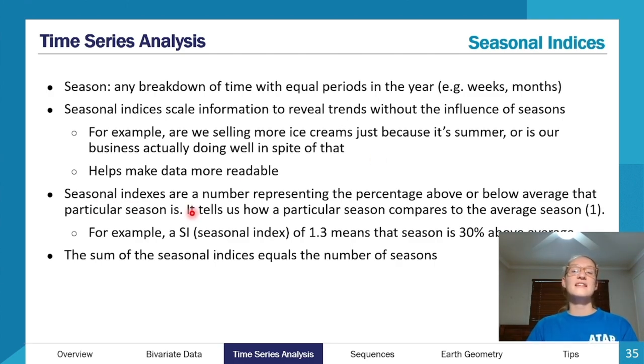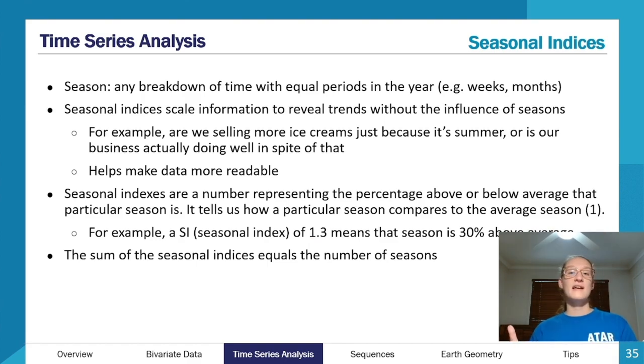So a seasonal index is usually a number around 1, because seasonal indices are based around that average point being 1, and the sum of your seasonal indices will always equal the number of seasons. So if we're looking at days in a week, we'll have a seasonal index for Monday, Tuesday, Wednesday, Thursday, Friday, Saturday, and Sunday. And the sum of all those numbers will add up to 7. Anything below 1 is below average, and above 1 is above average. So for example, a seasonal index of 1.3 means that that season is 30% above average.